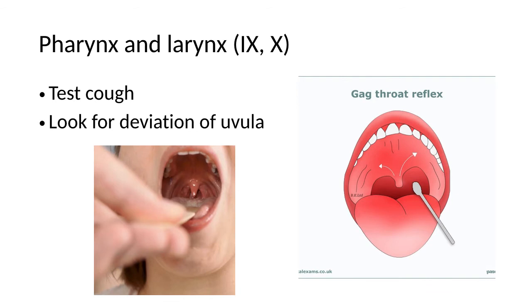Sometimes you would also like to test this by testing the gag reflex. Now, in terms of the gag reflex, the glossopharyngeal nerve is the afferent aspect of the gag reflex, and the vagus nerve is the efferent aspect of the gag reflex. So you can try and work out which of those is involved if they lack the gag reflex. For that, you need a cotton swab, and you need to touch at the back of the soft palate and see whether the arch goes up in response.